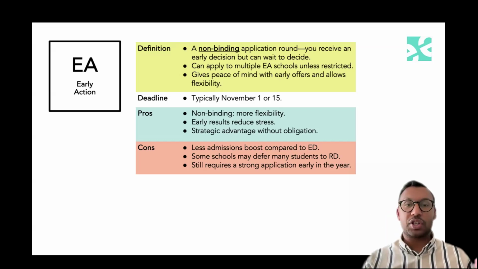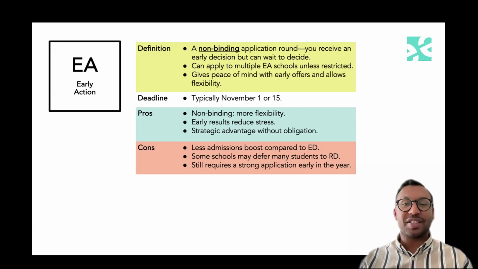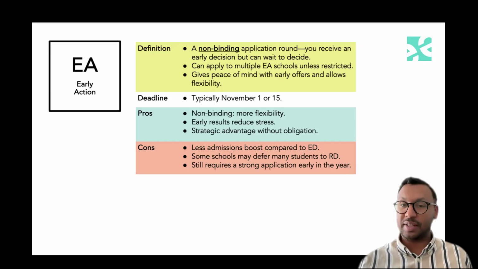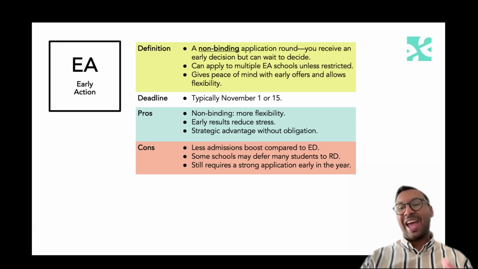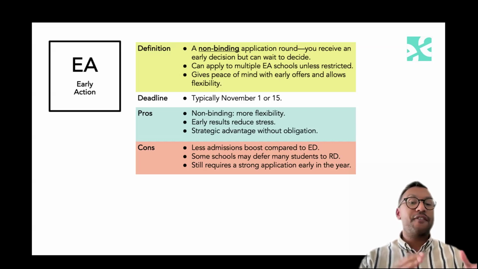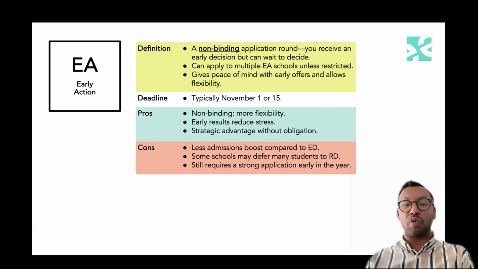So some of the pros, just really quickly, is that it's non-binding, which means more flexibility. Results come in earlier, which reduces stress. And then the final one is that it's just a strategic advantage without any obligation to attend that particular university. The cons is that typically speaking, early action admissions are not as high as early decision. Some schools may also defer applicants from the early action round into the regular decision round.